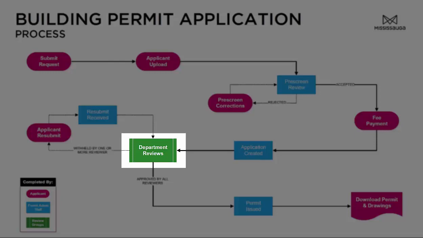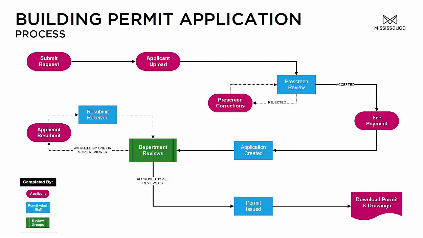Each of the reviewers will indicate a review status of either approved or withheld. If a reviewer has withheld the application, they will add review comments indicating what additional information is required in order to approve the application. Once all of the circulated reviewers have completed their task, staff will assess the status of each reviewer and determine if a resubmission is required to address their comments or if the application can be approved. An application can only be approved once all of the required reviewers have approved their portion of the application.